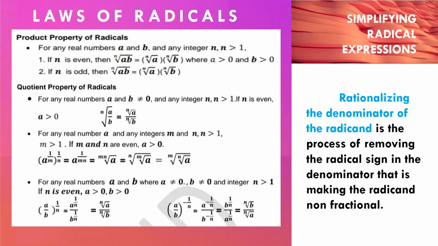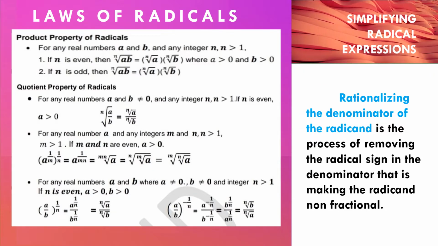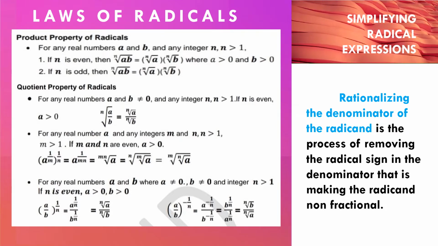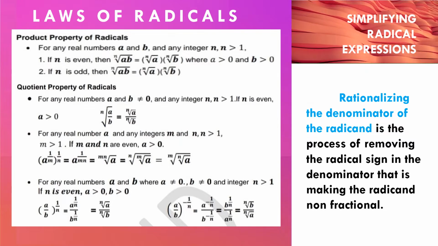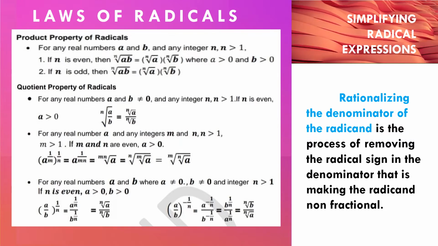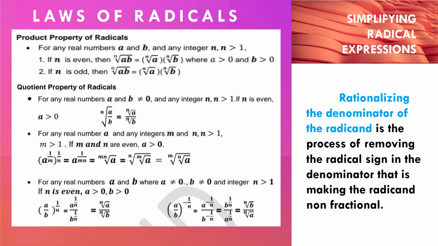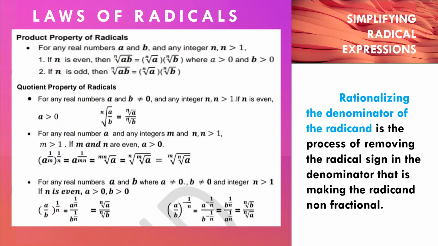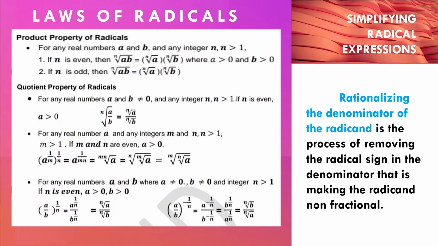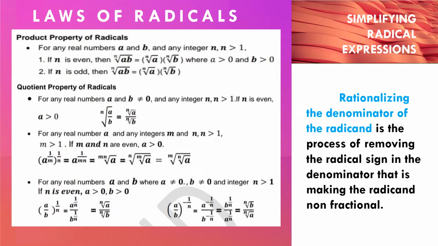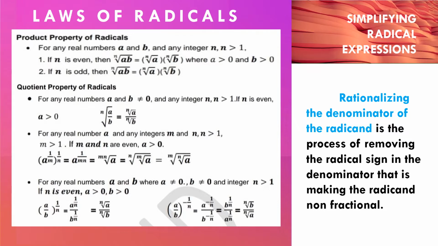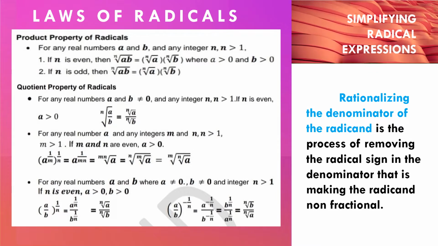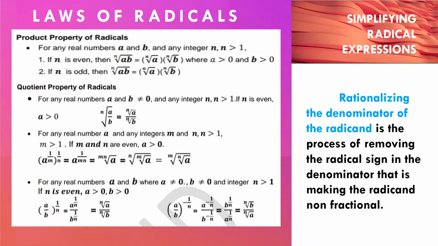To simplify radical expressions, kailangan alam natin ang laws of radicals. Kasi ayan ang gagamitin natin para masimplify natin ang mga radical expressions. So, una is the product property of radicals. For any real numbers a and b and any integer n greater than 1, if n is even, then nth root of ab is equal to nth root of a times nth root of b, where a is greater than 0 and b is greater than 0. If n is odd, then nth root of a times b is equal to nth root of a times nth root of b.